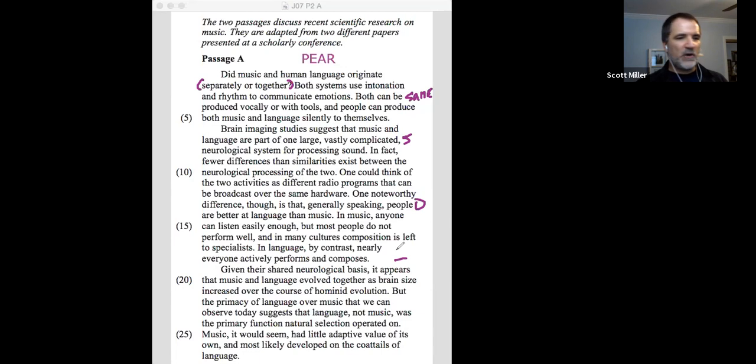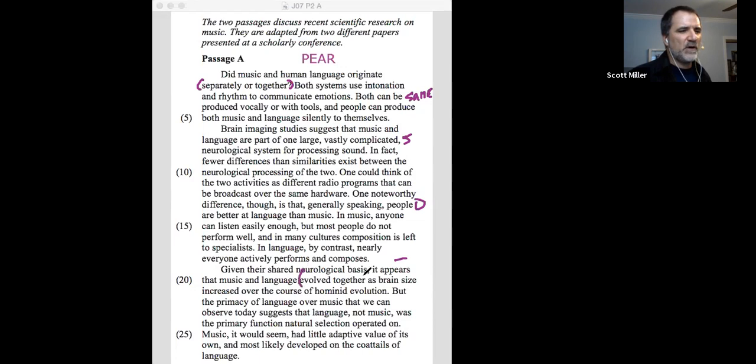Okay, they're starting out talking about how music and language are the same. Now they're talking about how they're different. What do I think is going to happen next? Well, they still haven't answered the question of whether they evolved separately or together. We've just talked about how they're the same and how they're different. So maybe they're going to continue talking about how they're different. Maybe the passage is going to answer that question of did they evolve separately or together? And so I continue reading, and then, it appears that music and language evolved together.